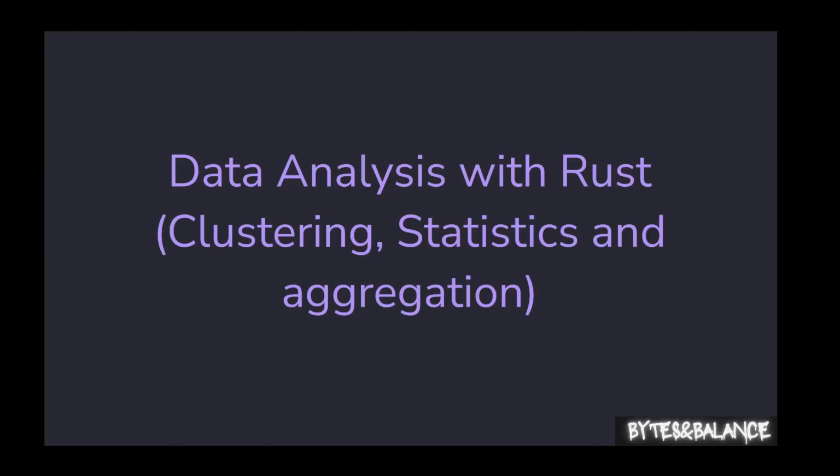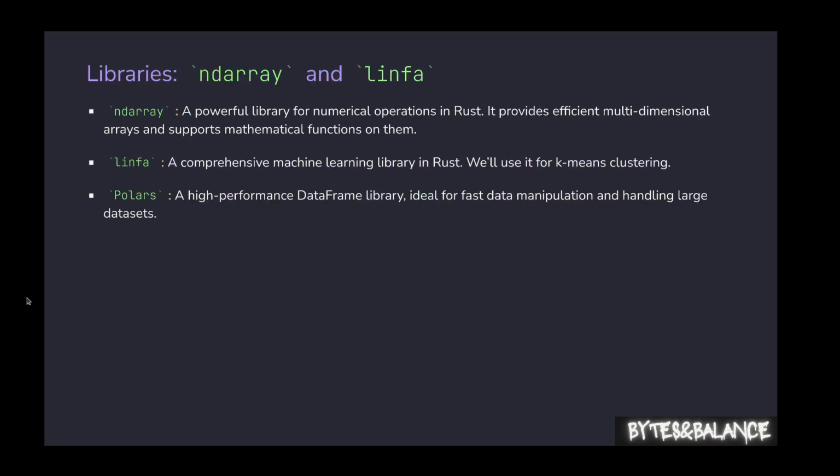In this chapter, I want to show you how to use Rust libraries for data analysis, for clustering, statistics, gathering some statistics, and applying some aggregation. The main libraries that we're using are ndarray, linfa, and Polars.